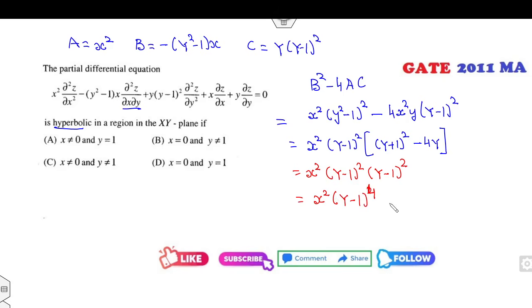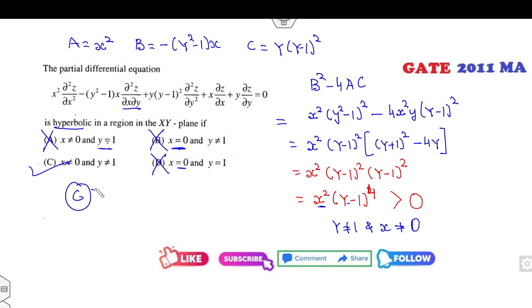Then I need a hyperbolic. It must be strictly greater than 0. So definitely y can never be 1, and x can never be 0. Or you can take the option: if y is equal to 1, it will be 0, so that is not the option. If x is equal to 0, again it will be 0, then it is not hyperbolic. x equal to 0 is not possible. Both being non-zero is the right answer of this problem.